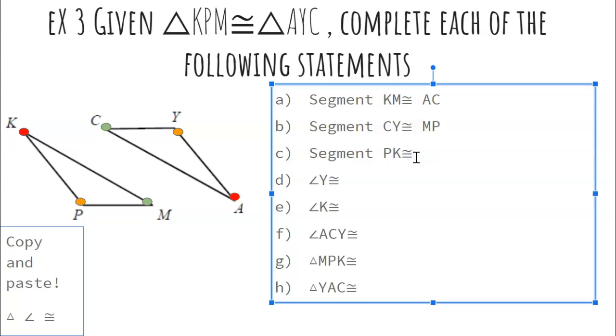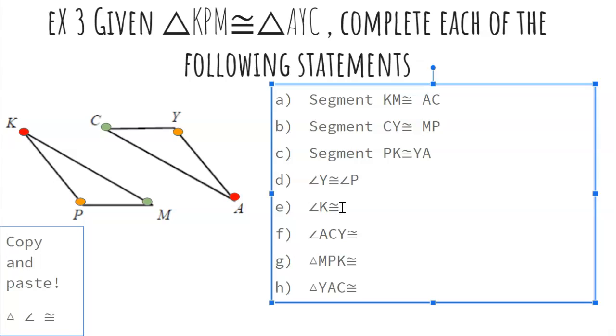Here's the next one. We have PK. P to K, so orange to red. Orange to red. It's just going to be YA. Angle Y. So if I'm looking at angle Y on one of them, angle Y is orangish color. Angle P is the other angle. So here we have angle P.